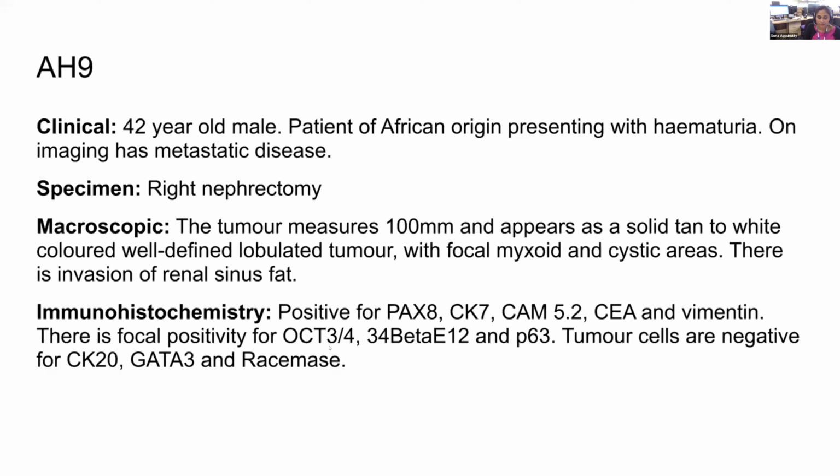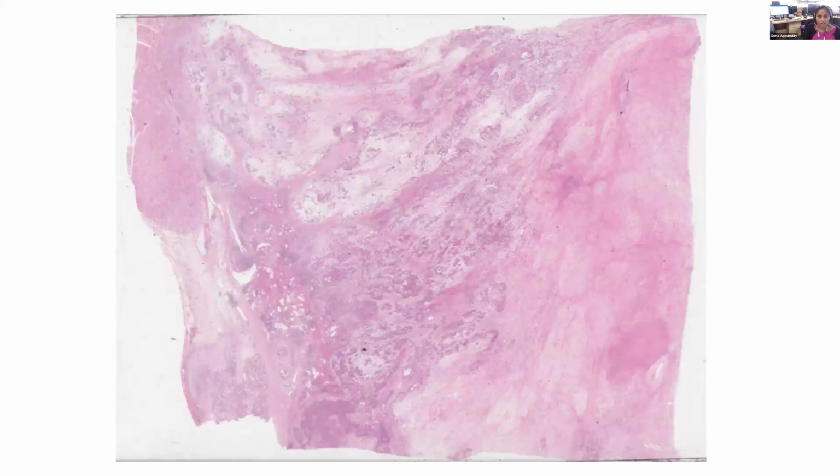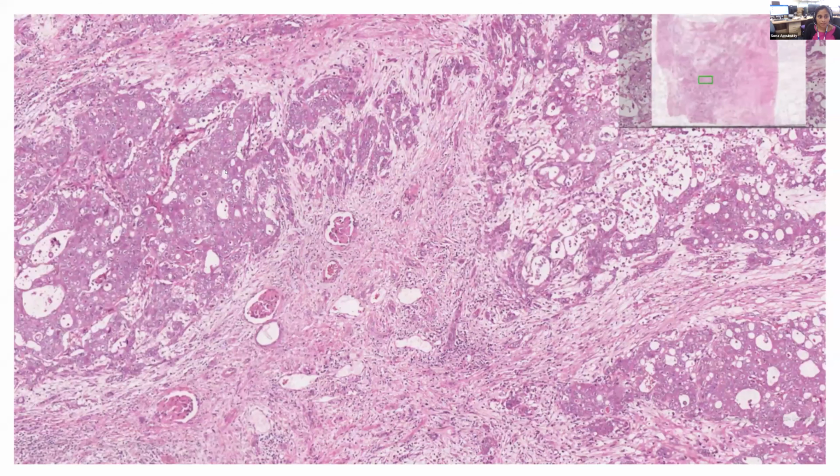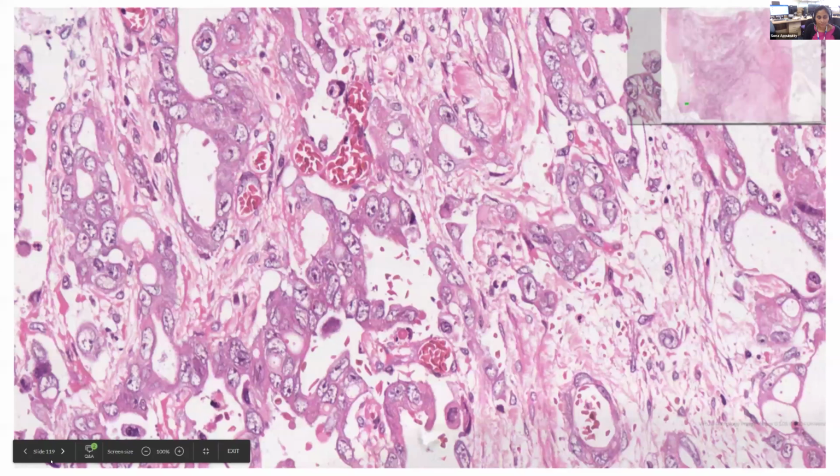Focal OCT3/4 positivity, there's only one tumor in the kidney, which probably shows OCT3/4 positivity. Tumor cells are negative for CK20 and GATA3 and racemase. Okay, so when we look at the slides provided, we have a bit of normal kidney here, and then we have infiltrating tumor. Going a bit higher, you can see the tumor is solid, microcystic, in tubular arrangement, with some single cells infiltrating between the glomeruli and tubules, and a desmoplastic stroma.